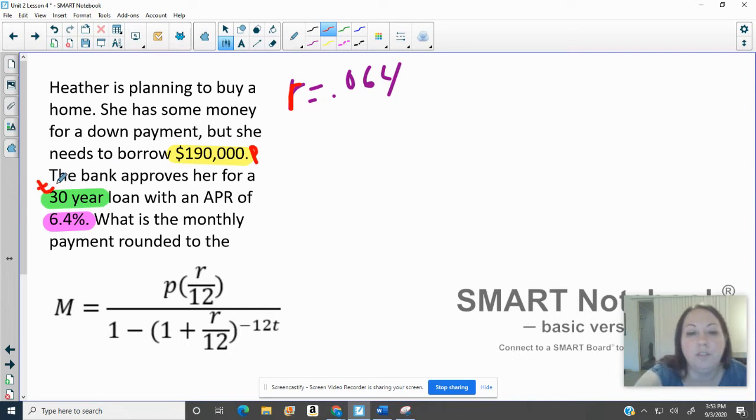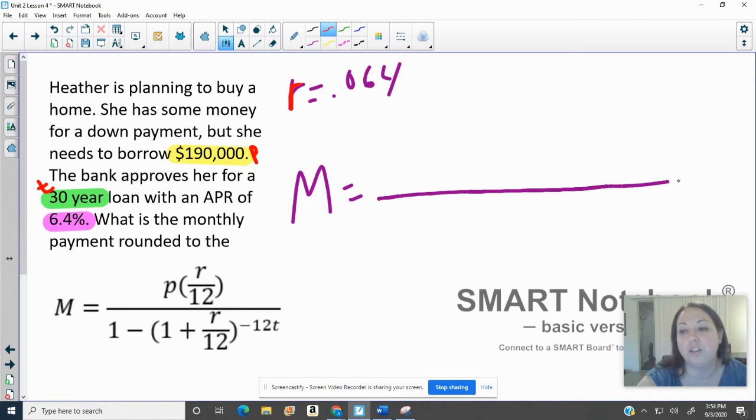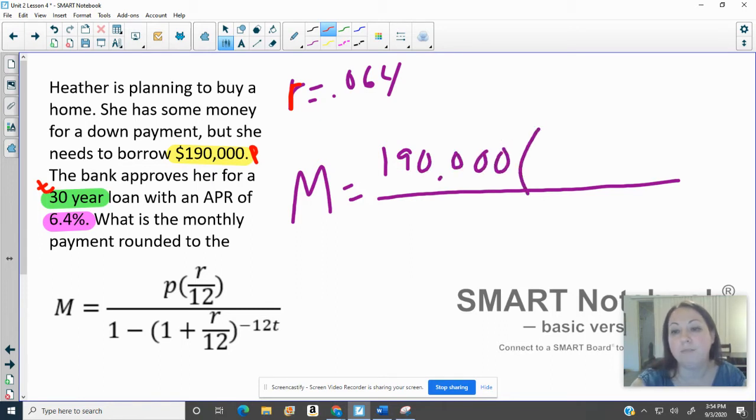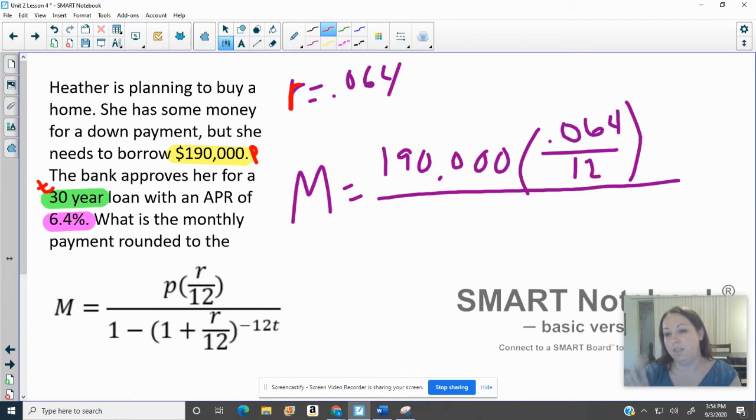So monthly payment looks like this big ugly fraction. Don't let that freak you out. The principal amount is $190,000 times the rate divided by 12. So that annual percentage rate that we converted at the beginning, the 0.064, needs to get divided by 12 because it is an annual rate. So you get charged that amount divided by 12 in interest per month.